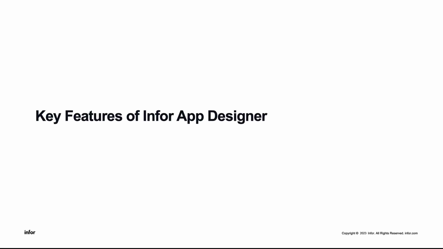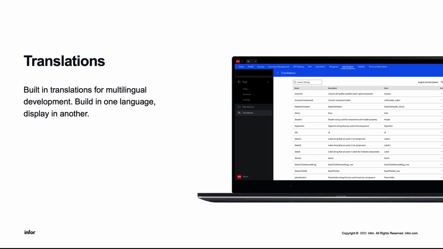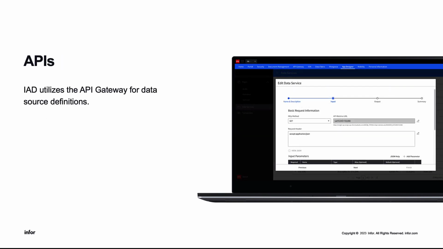Some of the key features of Infor App Designer include translations, built-in translation capabilities for multilingual application development. You can build in one language and display in another. APIs. IAD utilizes the API gateway for data source definitions. Those definitions are defined inside IAD, yet still utilize the Swagger documentation from ION API.